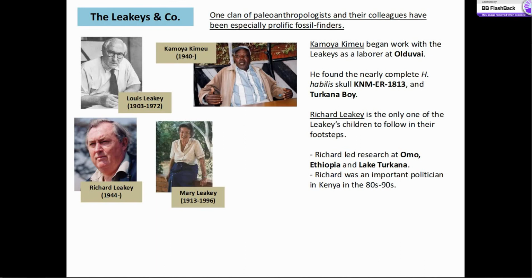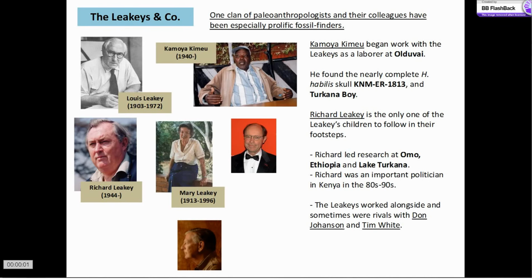Richard Leakey is one of the Leakey children. He wasn't the only one to follow in their footsteps initially, but he's the only one of the Leakey children to really stay with anthropology, although he's also done a lot of work as a politician in Kenya. He's done research in Ethiopia and at Lake Turkana, and we'll learn about Lake Turkana later. But he's been a big deal.